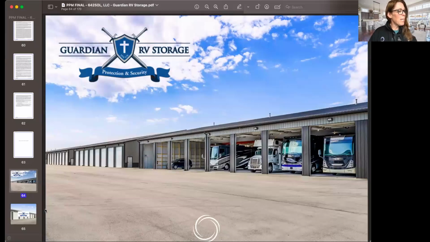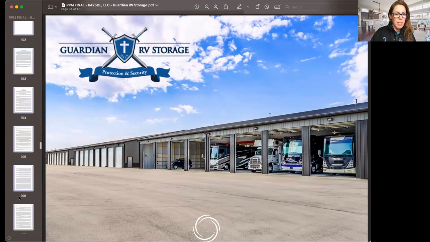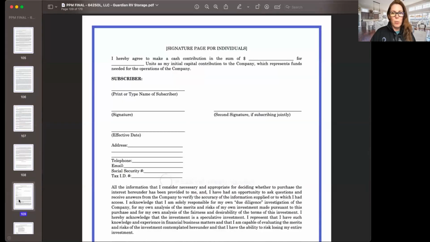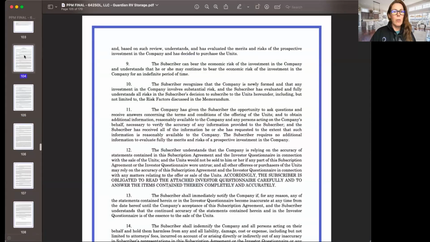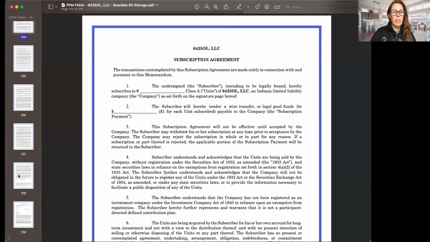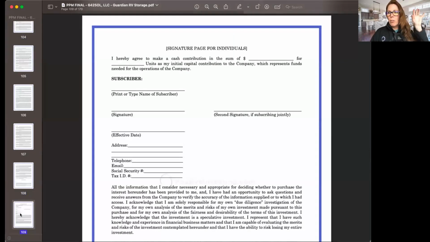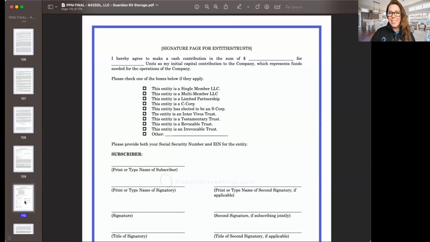Okay, now before, we were looking at the PPM, and now we're getting into the section with the subscription agreement, right? So in section 2 of our PPM, we're going to scroll past our business plan and get down here to our subscription agreement. All this legalese above is essentially: who is the subscriber, what are they investing, what class of shares they're going into, and that they've read and understood everything in the PPM. They're going to sign this either as an individual or as an entity, okay.